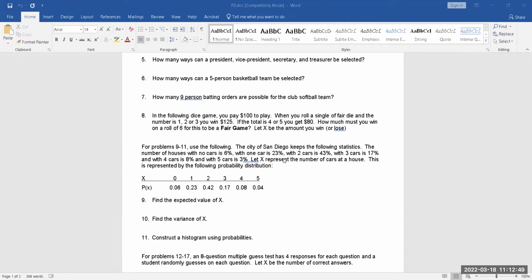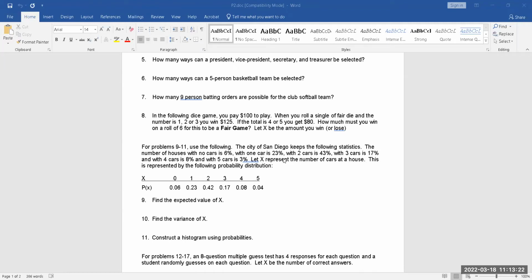So if I roll a 1, 2, or 3, I win 125. That means I come out $25 ahead. Everybody agree? I've made $25. If I roll a 4 or 5, I get paid 80, but that means I lost $20 because I had to pay 100 just to play the game. So with 1, 2, and 3, I walk away ahead; with 4 and 5, I walk away behind. So the question is, exactly what should the payout be on a 6 for this to be a fair game?